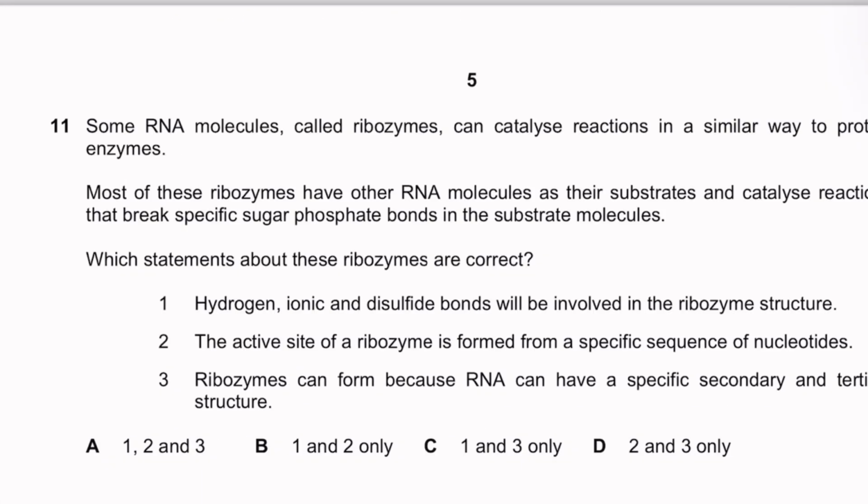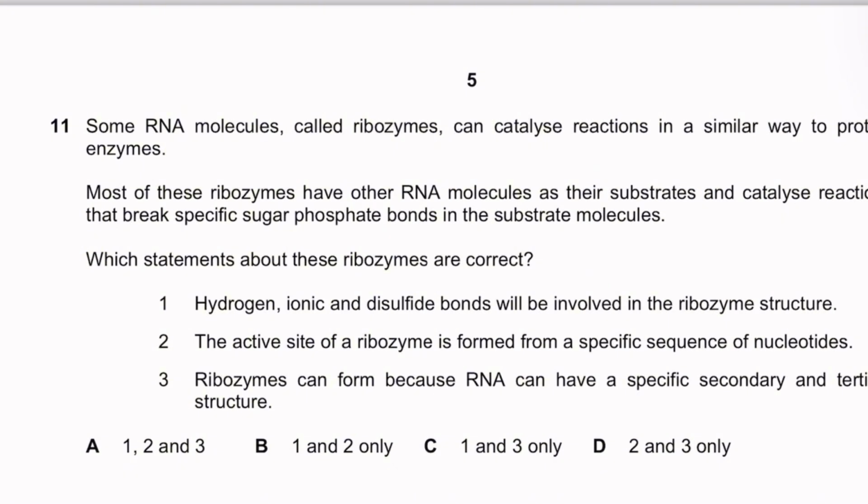Okay. Some RNA molecules called ribozymes can catalyze reactions in a similar way to protein enzymes. Most of these ribozymes have other RNA molecules as their substrates and catalyze reactions that break specific sugar phosphate bonds in the substrate molecules. Which statements about these ribozymes are correct? Hydrogen, ionic, and disulfide bonds will be involved in the ribozyme structure. Are they involved in the ribozyme structure?